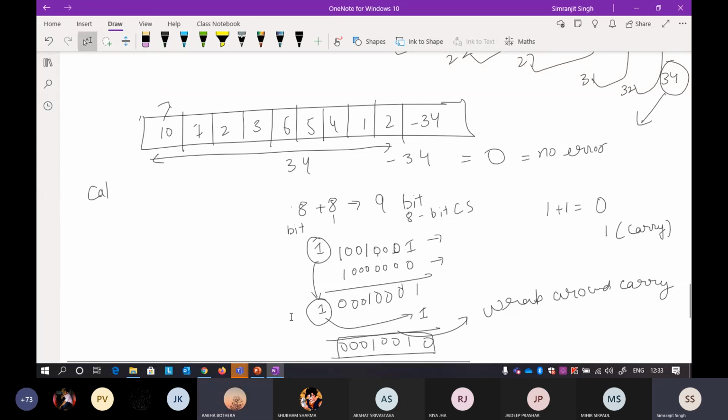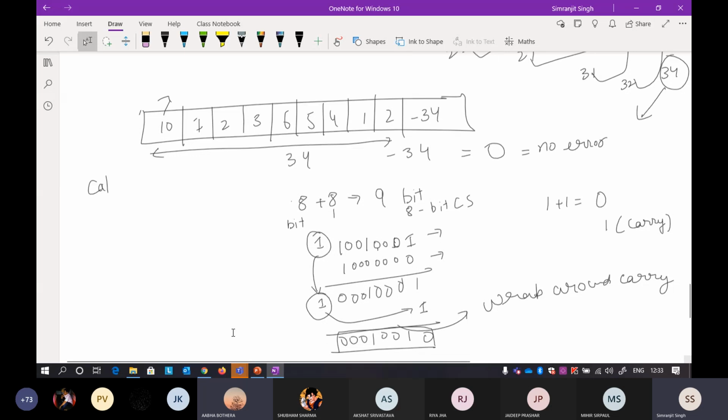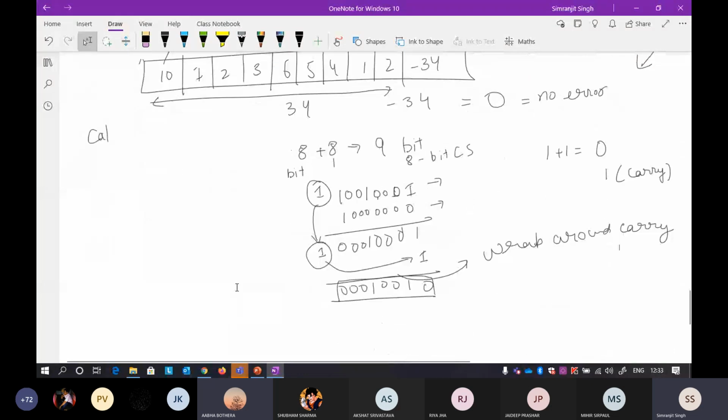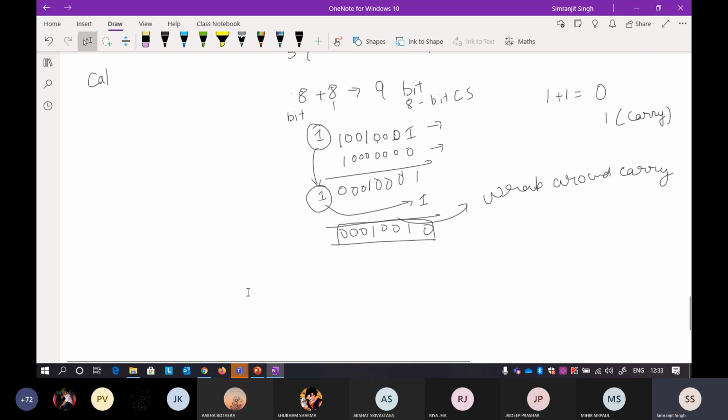So the complement we write would be of this number after the wraparound carry. Whatever you got here, you take the complement of this number and write it at the end. At the receiver side, the wraparound carry will also be considered. There are methods that can find out that the carry will be generated.